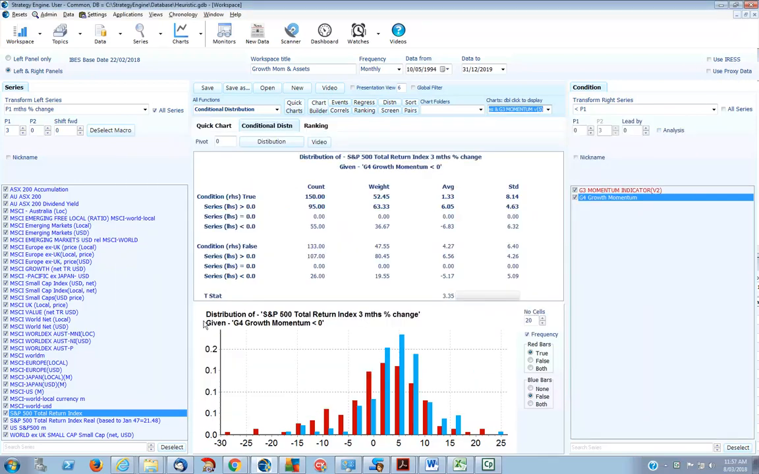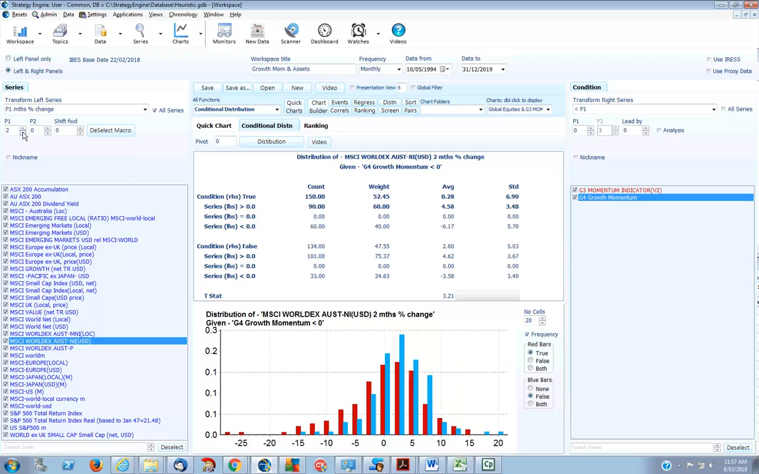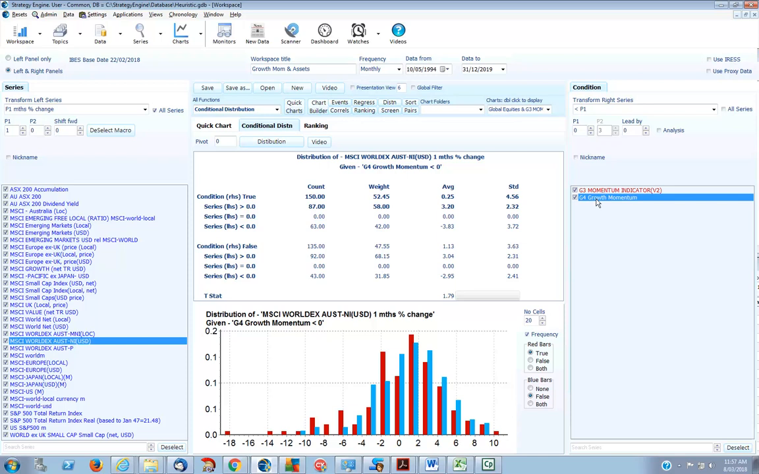Let's have a closer look at that when we put in place a filter on G4 growth momentum. So we're looking at periods where G4 growth momentum is less than 0. We're going to consider the performance of global equities. I'll choose that particular one. So we're looking at the MSCI World ex Australia net index in US dollars. We can do monthly returns. Monthly returns when G4 growth momentum is below 0 have been on average 0.25% versus other periods, that is when momentum's above 0, returns have been 1.1%.